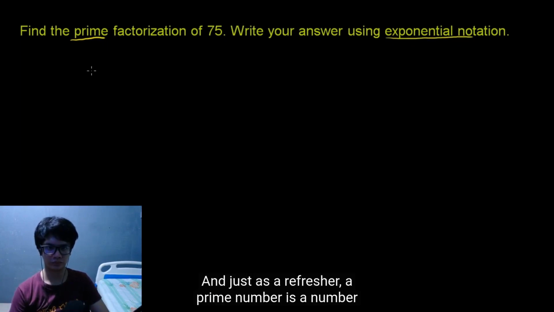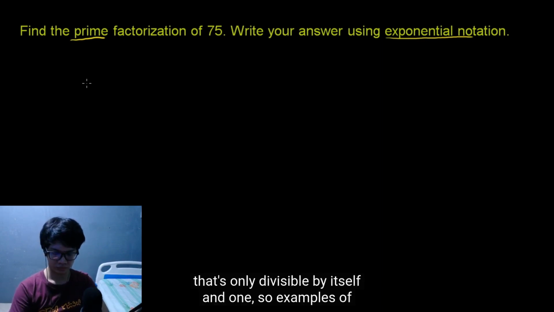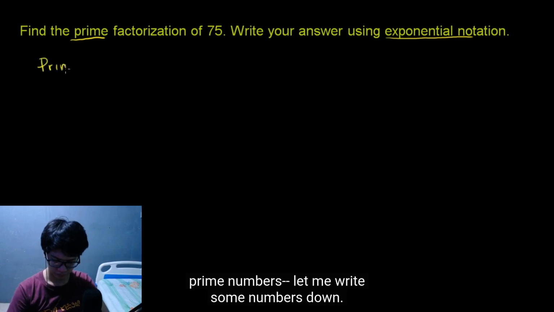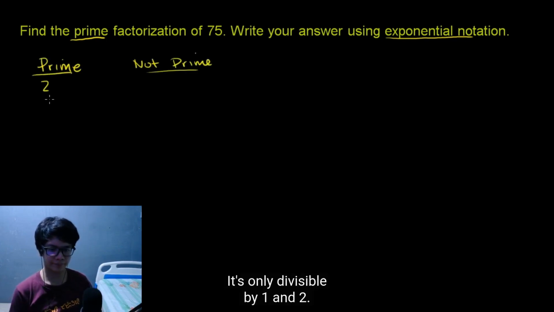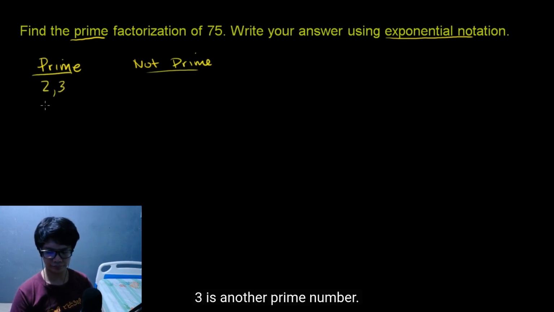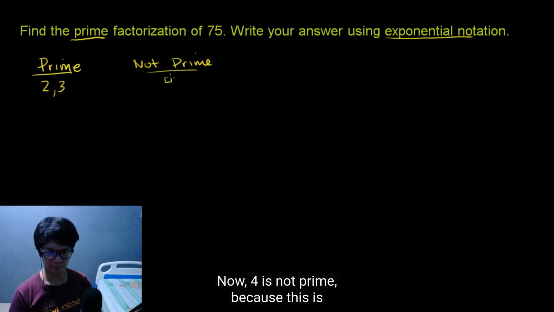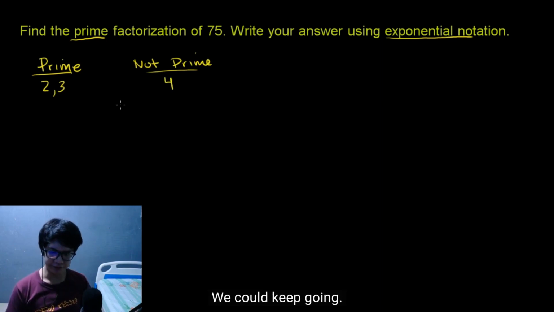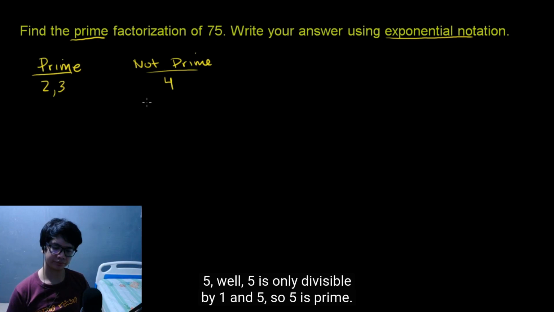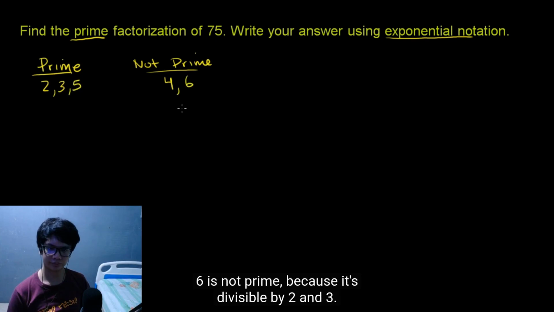And just as a refresher, a prime number is a number that's only divisible by itself and 1. So examples of prime numbers, let me write some numbers down. 2 is a prime number. It's only divisible by 1 and 2. 3 is another prime number. Now 4 is not prime because it's divisible by 1, 2, and 4. We could keep going. 5 is only divisible by 1 and 5, so 5 is prime. 6 is not prime because it's divisible by 2 and 3.